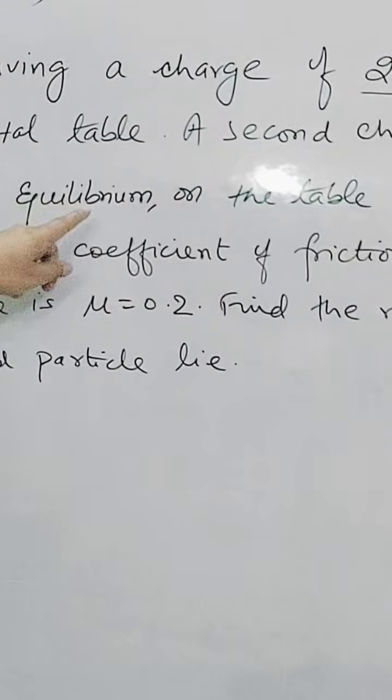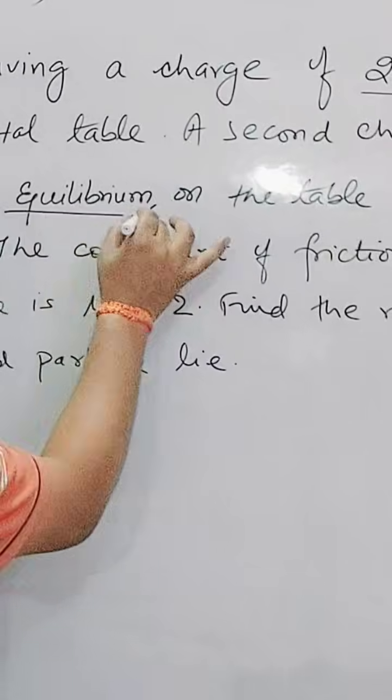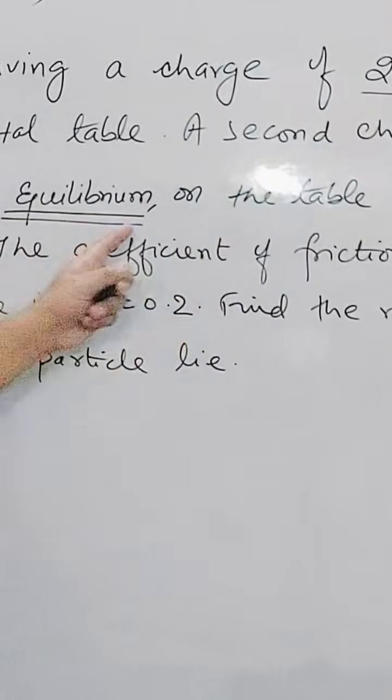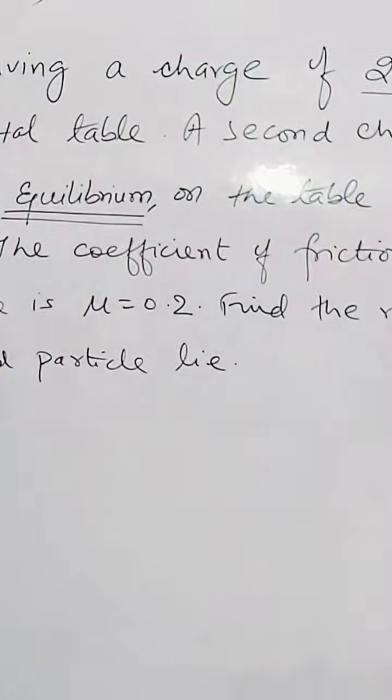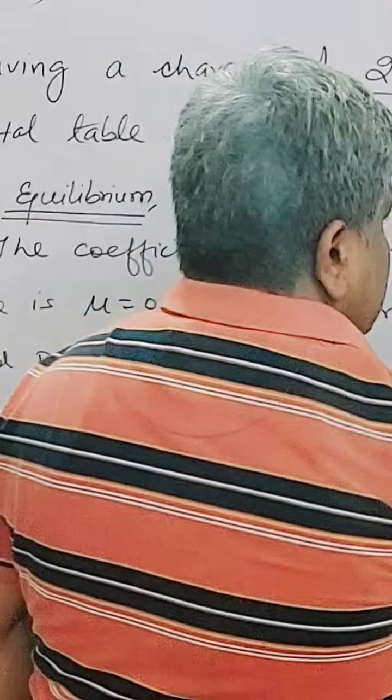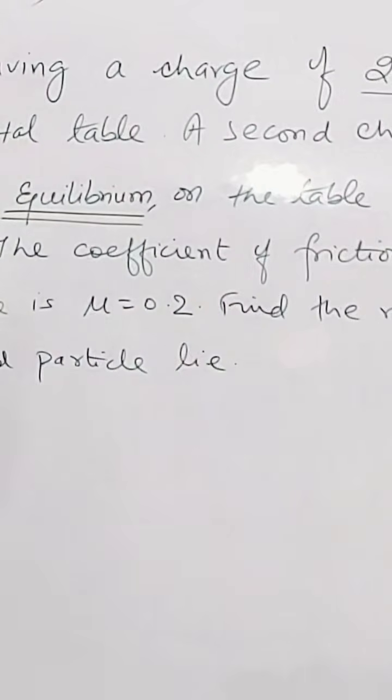Stay in equilibrium. So what is equilibrium? We will also discuss it. Equilibrium on the table at a distance of 10 centimeter from the first charge. First charge is this. This is the first charge, and this is the second charge. 80 gram charge is the second charge.